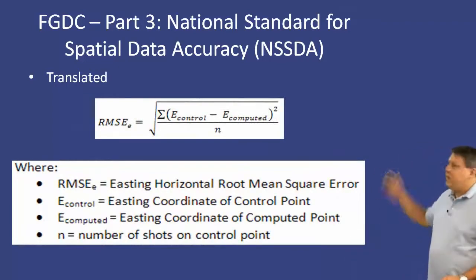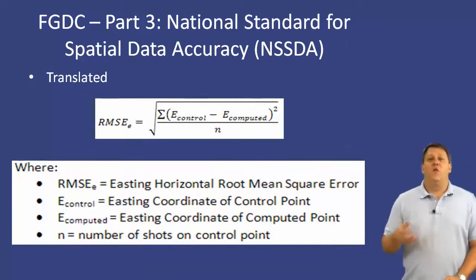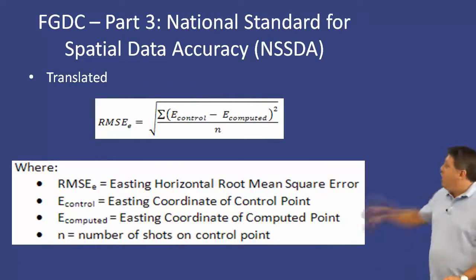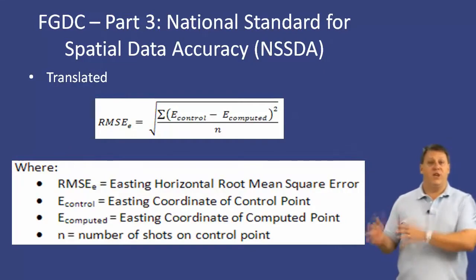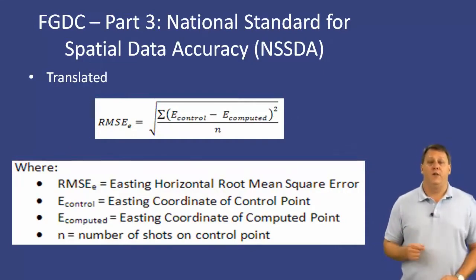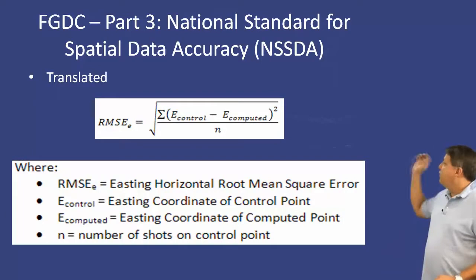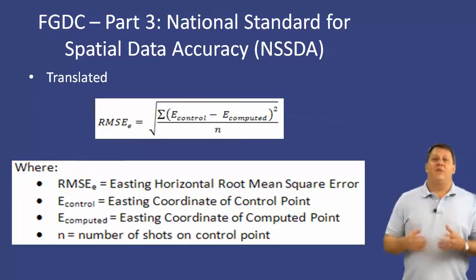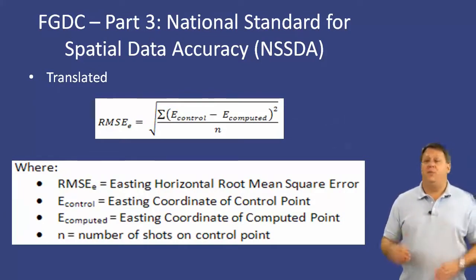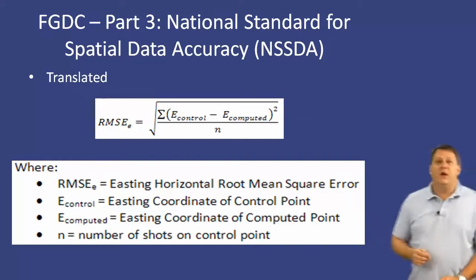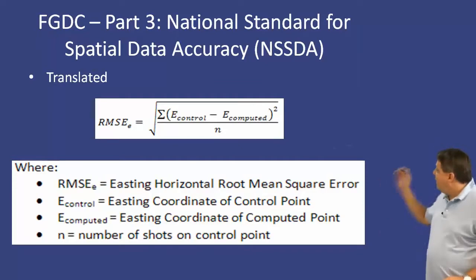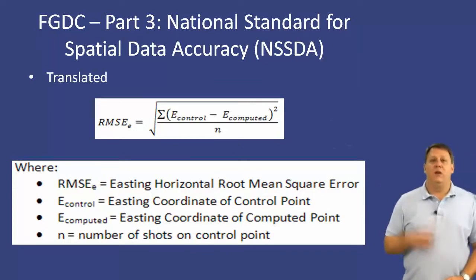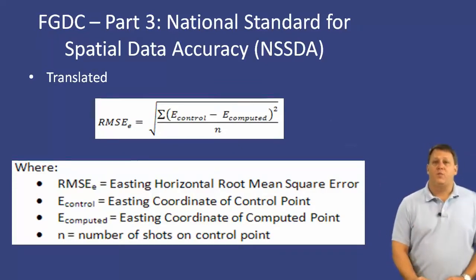The same formula exists for the easting as well. Again, we'll take our easting control coordinates and subtract it from our computed, which comes from checking into our control point out in the field. We'll take that difference and then square it. You're going to have to shoot this control point multiple times. We'll take each one of those squared answers and add them together. We'll finally divide by the number of times we shot that control point and then take the square root.